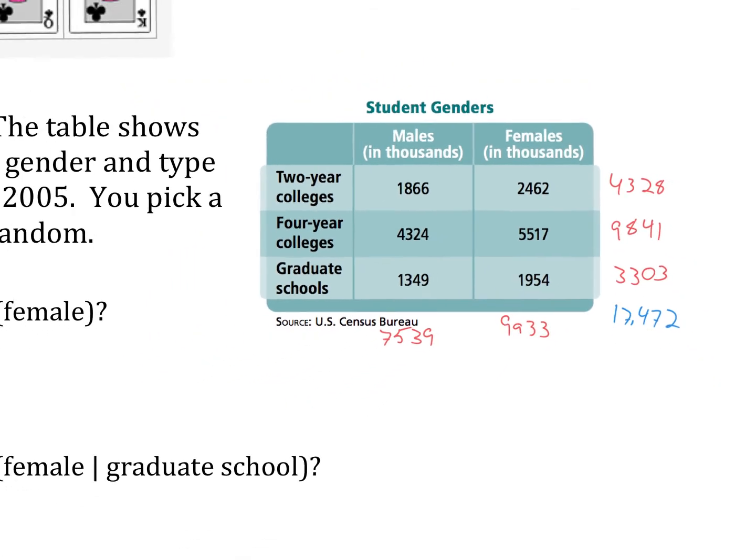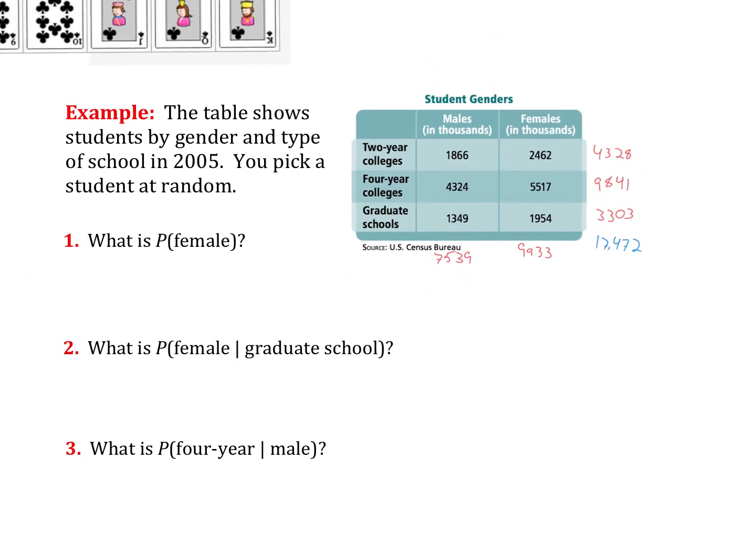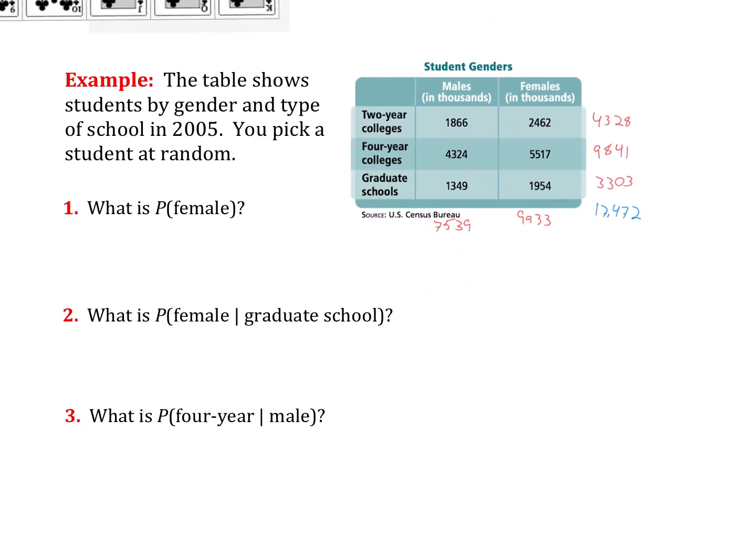All right, so now that I have the totals on here, let's get some data. Question 1, what is the probability of selecting a female? There's no condition set on here. Well, if I look at females, there's 9,933 over the total, 17,472. So that probability, and this is going to go straight into our calculators, is the total females over the total people, and that would be around 57%.